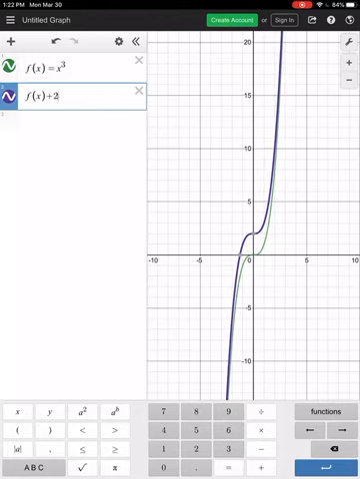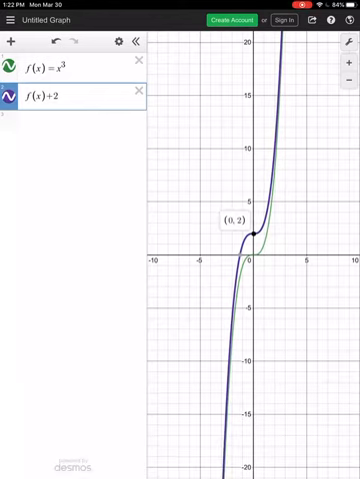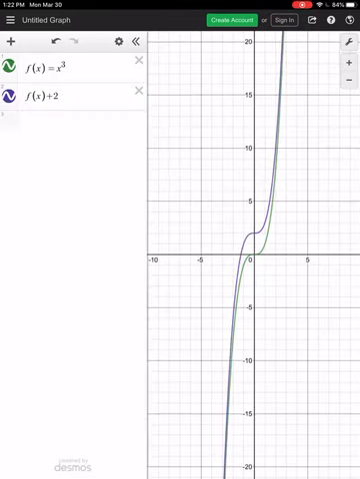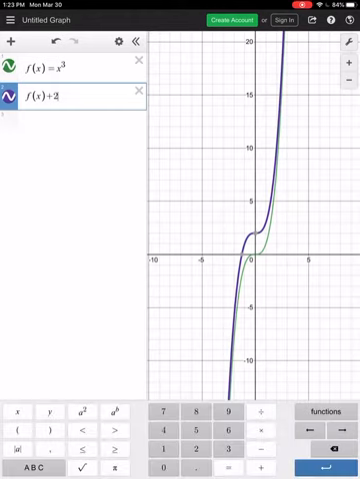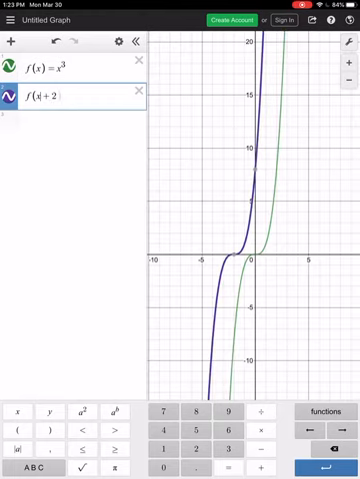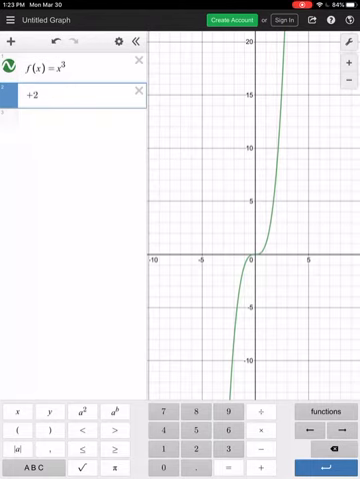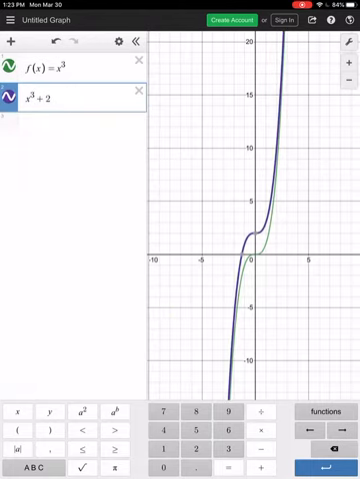So notice how the green graph shifted up 2 units, and now you have that purple graph. So that's exactly what happens. That point that was at the origin moved up to this point here, (0, 2). So I can write it as f of x plus 2, or instead of writing f of x, I can just write x to the third. So x to the third plus 2. All right, so both will give me the same thing.